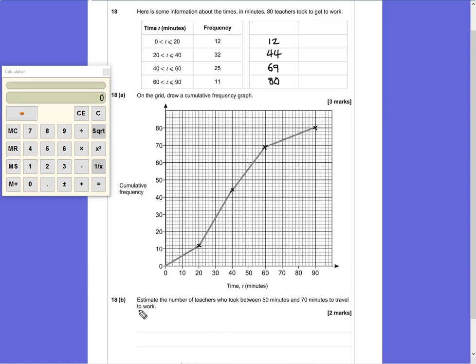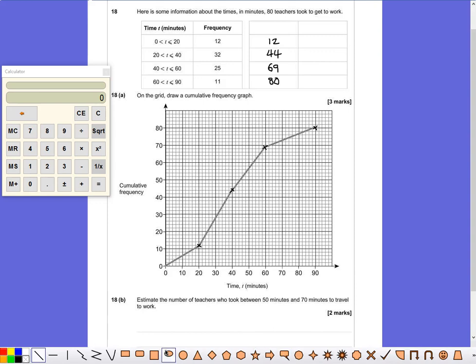For question 18b, you're asked to estimate the number of teachers who took between 50 minutes and 70 minutes to travel to work. This is where your graph comes in handy. What we're going to do is use the graph to try and work out how many people took up to 70 minutes, how many people took up to 50 minutes, and the difference between that should be a good estimate for how many were between this.